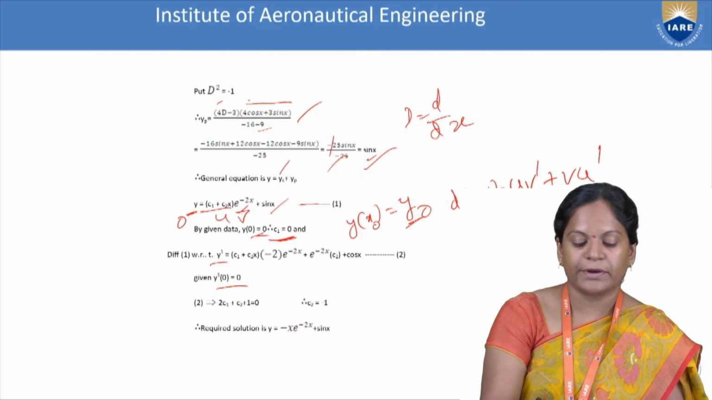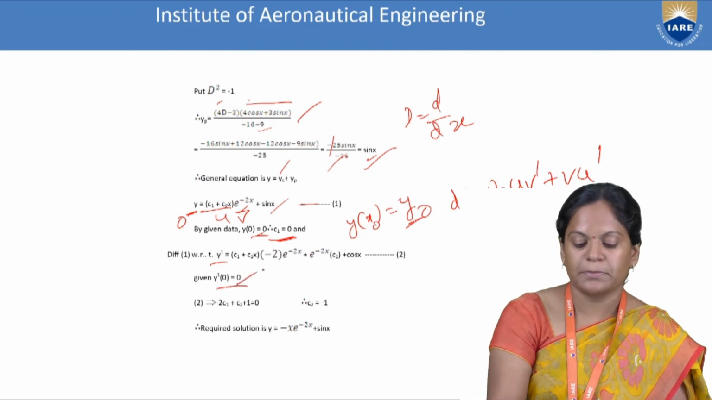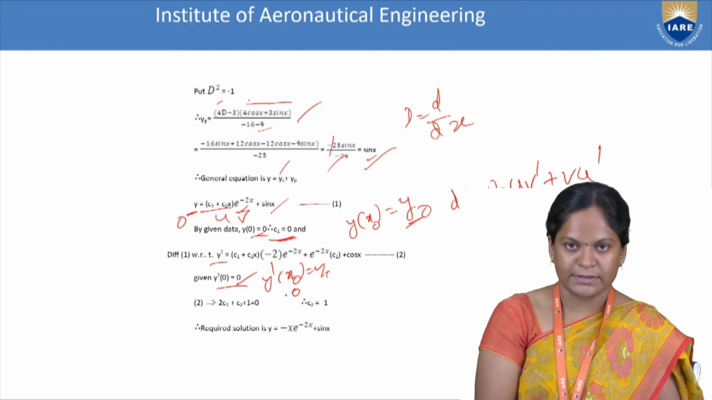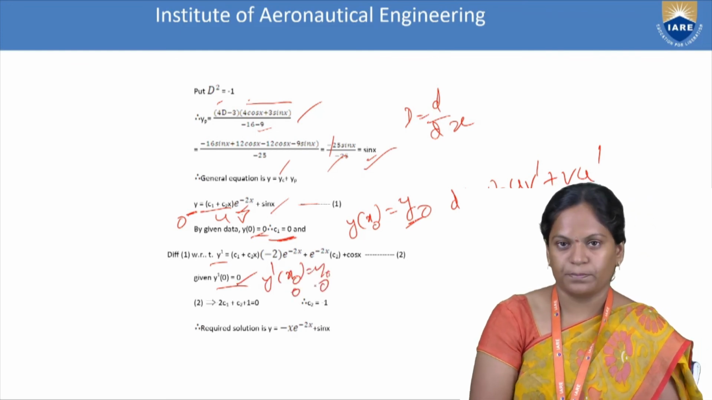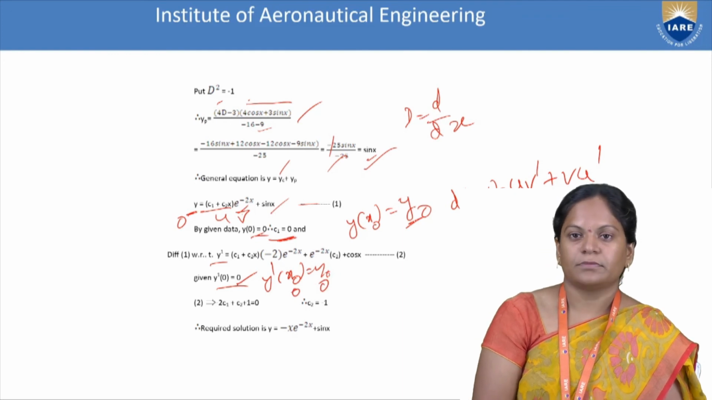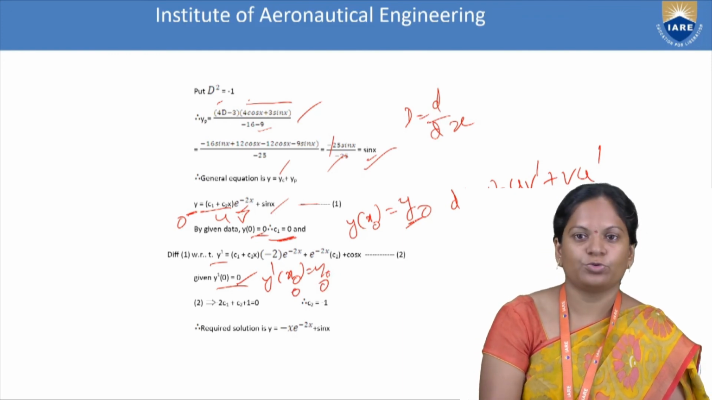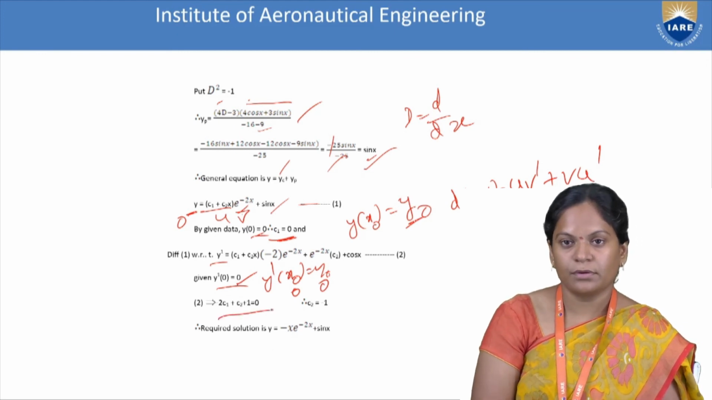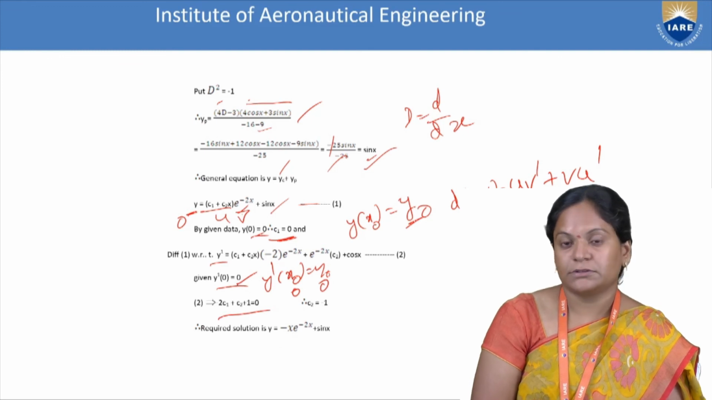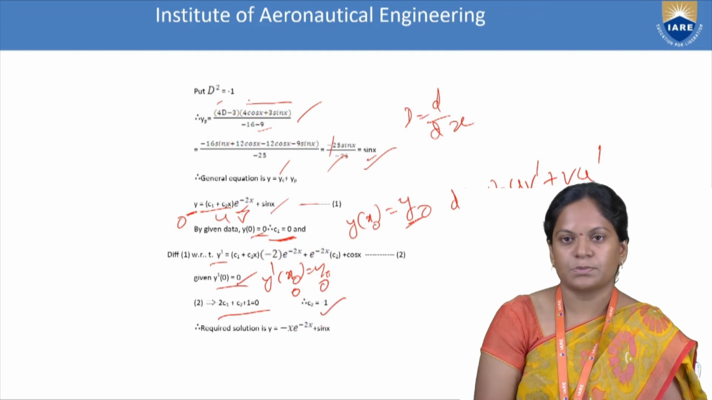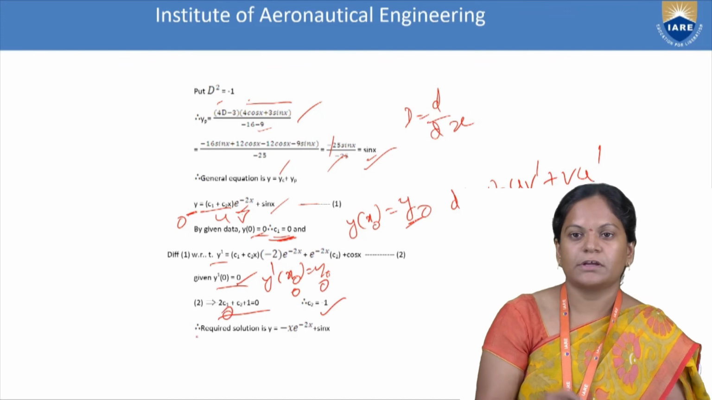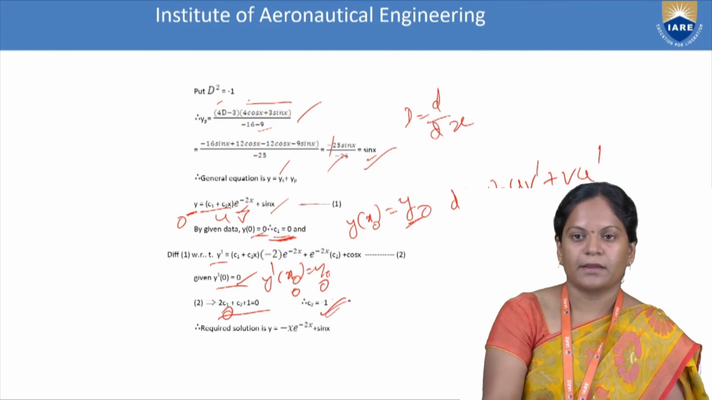Now the given condition is y dash of 0 equal to 0. What is the meaning here also? y dash of x naught equal to y naught. Substitute 0 in place of x and take y dash as 0 in equation 2. Then from equation 2 we got minus 2c1 plus c2 plus 1 equal to 0. By substituting c1 in this we get c2 equal to minus 1. Already we have c1 as 0. Substitute 0 in place of c1, then we will get c2 equal to minus 1.